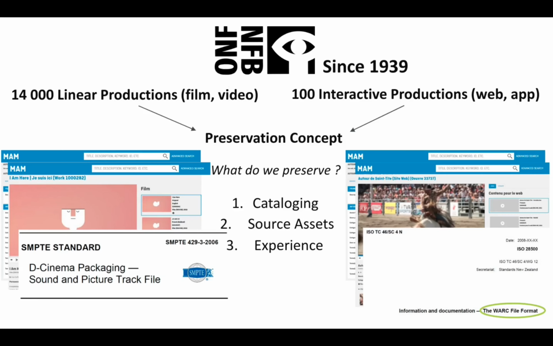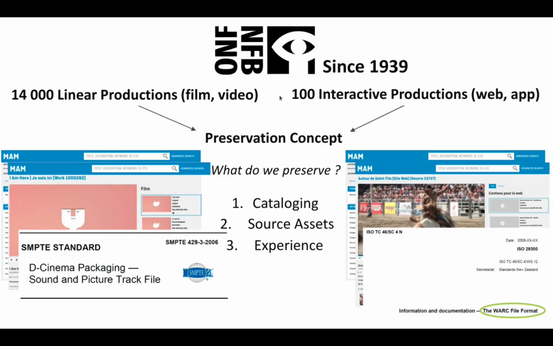First, who is NFB? NFB stands for National Film Board of Canada. We are a public institution. We exist since 1939, and we have approximately 14,000 videos and more than 100 interactive productions. By interactive production, we mean mainly websites, but also mobile applications, VR.